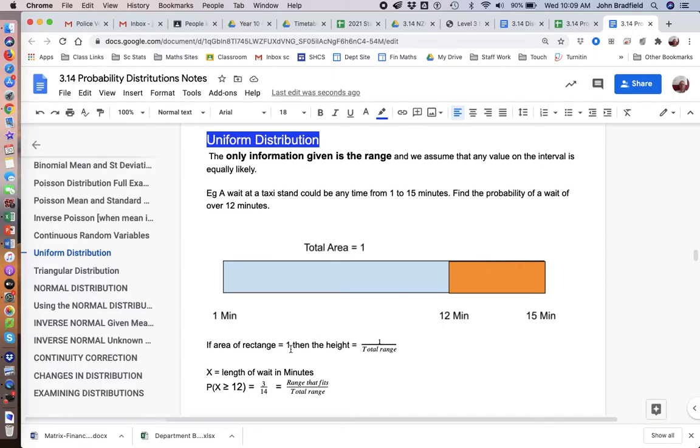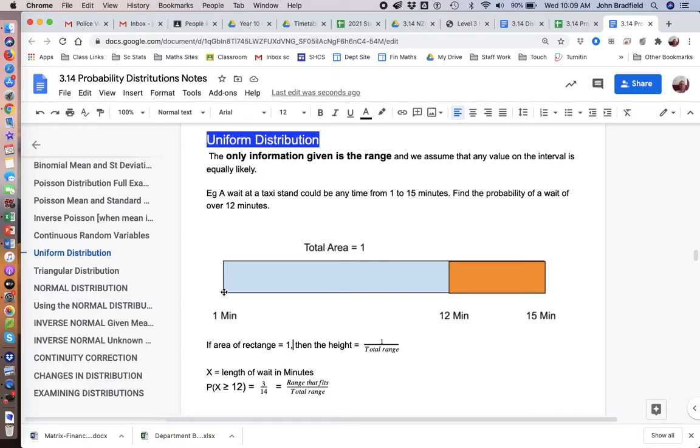And so, as I stated down here, that's probably the key thing, just like we used to with the normal distribution, and we'll see again shortly. Then the height will be 1 divided by the total range. So if it's a really long range, it'll be a low, skinny rectangle. So X stands for the length of wait and is measured in minutes. And the question is asking us, what is the probability that X, the wait, is greater than or equal to 12?